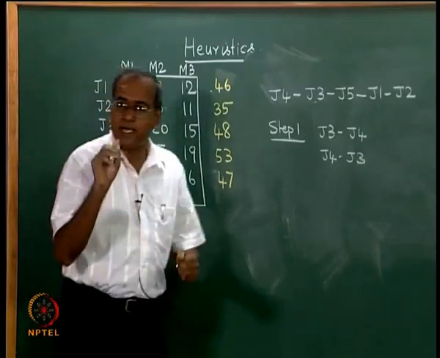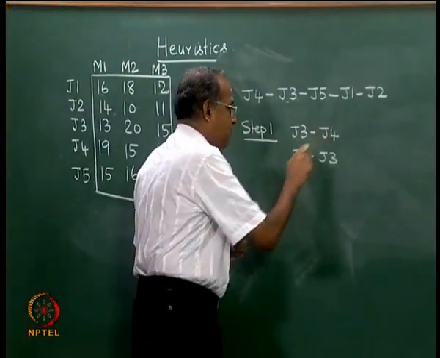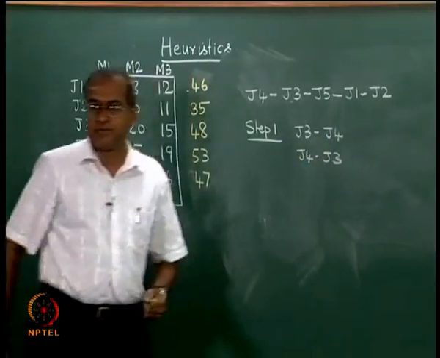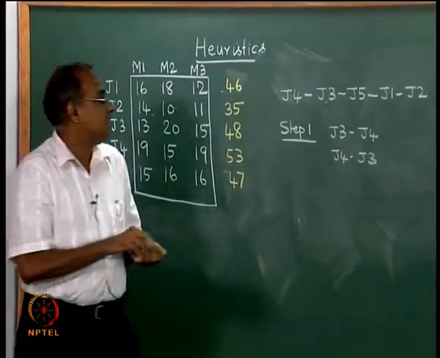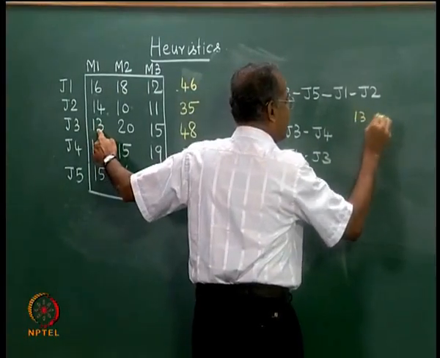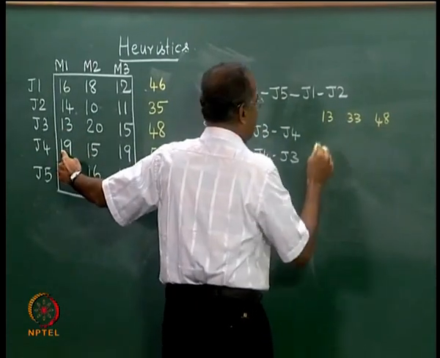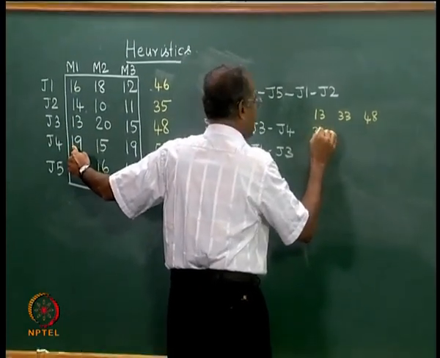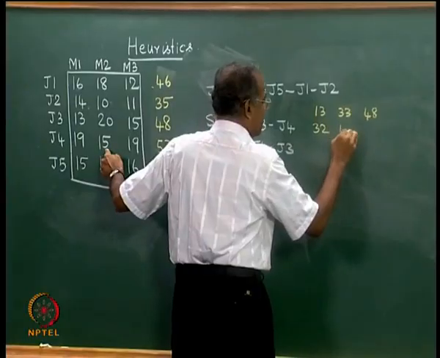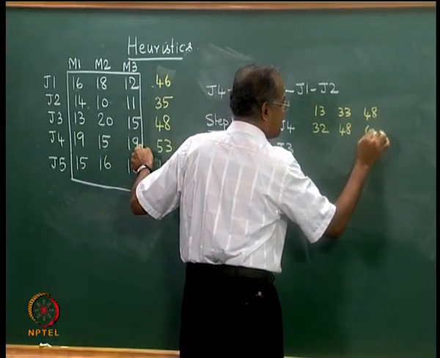Now, find out the Makespan for the partial sequences J3 J4 and J4 J3. Let us just do that. So, for J3 J4 it will be 13, 33, 48, J4 is 13 plus 19, 32, 33 plus 15, 48, 48 plus 19, 67.